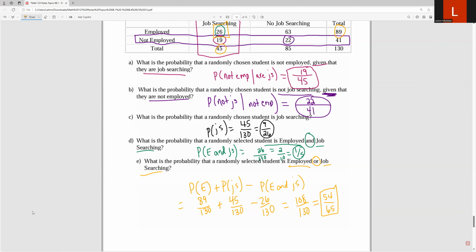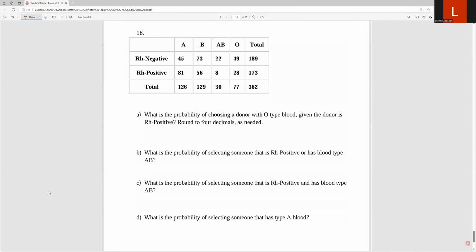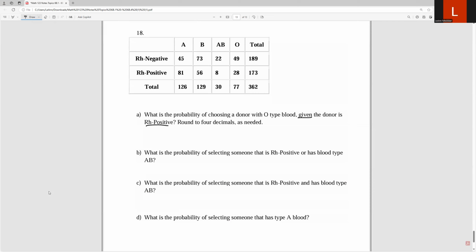Okay. So now let's look at our last one. Like I said, this is just us finishing up more examples with reading from the tables. This looks like blood types, A, B, and O, and then whether or not you have a positive or negative association, the RH factor. They surveyed 362 total people. What is the probability of choosing a donor with O type blood given we know the person is positive for the RH factor? Again, it's a given, so we're hyper focused on just this row.